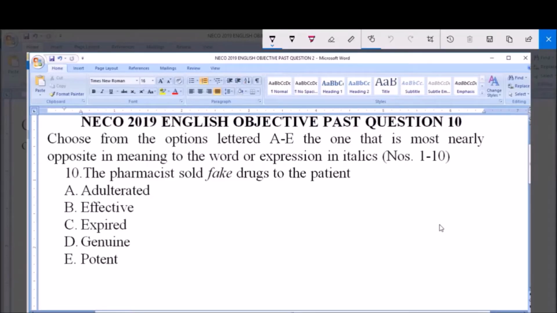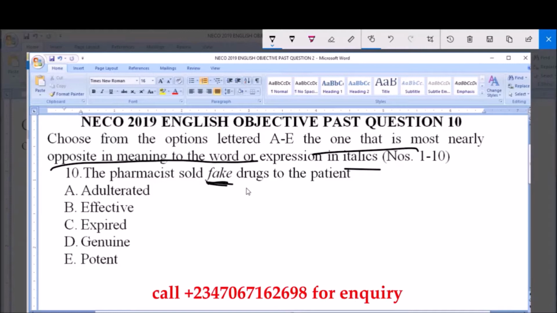Welcome. This is NECO year 2018 English Objective Past Question, question number 10. The instruction to this question says that we choose the word that is most nearly opposite in meaning to the word that is italicized. The word in italicized form is "fake".